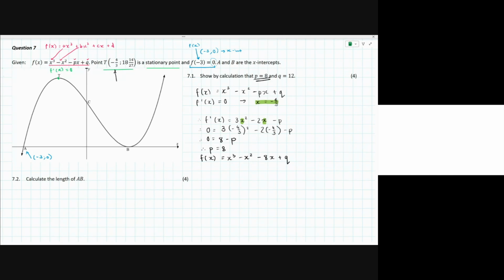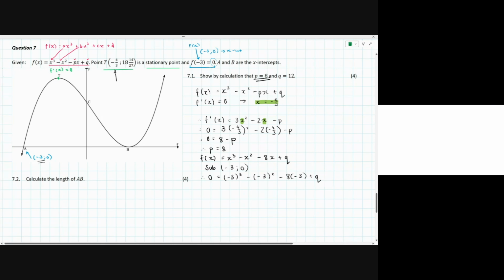That's great. But the other piece of information I was given that I haven't yet used is the fact that I do have one x-intercept at -3. So what I'm going to do is substitute in that coordinate. It's a coordinate on my graph, so it follows the rule. If I substitute in (-3, 0), I end up with an equation that allows me to solve for q.